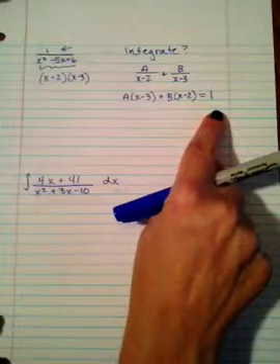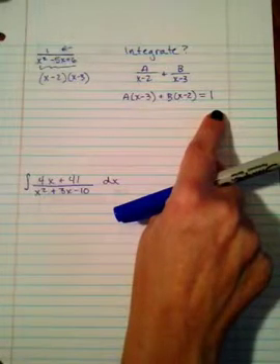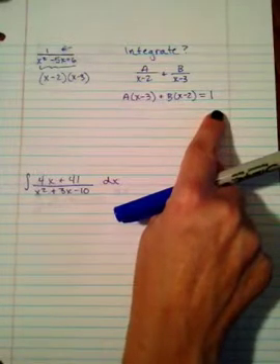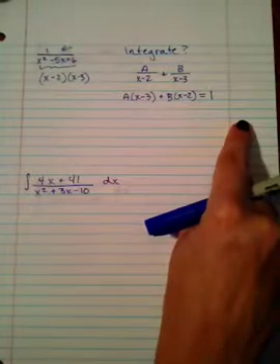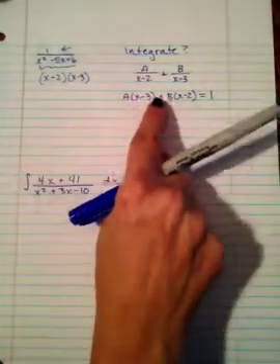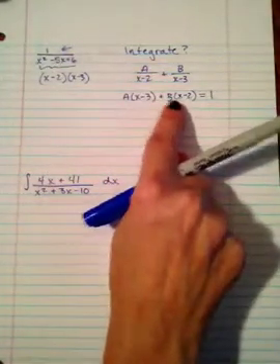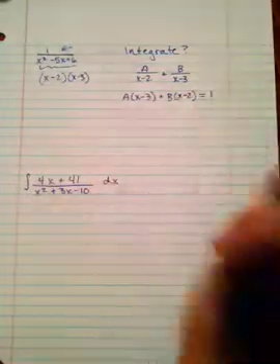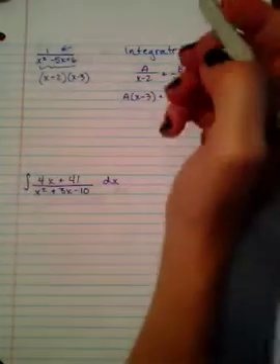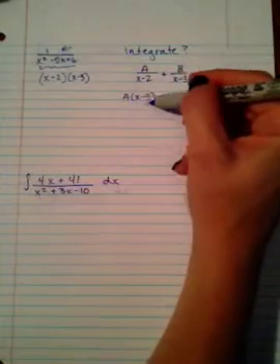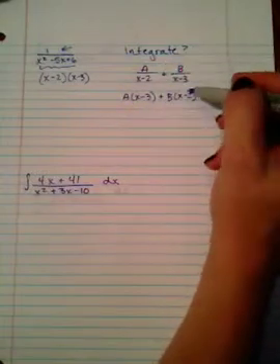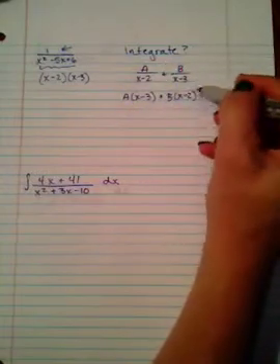So we're going to do something called Heaviside's method, and it's named after the English mathematician Oliver Heaviside. And what you're going to do is pick some very convenient values of x, because this equation has to work for any value of x, so we're going to pick nice ones. So I'm going to pick a value of x that will make this term go to 0, and a value of x that makes this term go to 0.